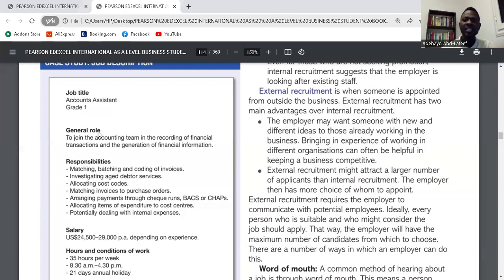Two, external recruitment might attract a larger number of applicants than internal recruitment. The employer then has more choice of whom to appoint. If it is external recruitment, a lot of applicants will be there. Then you can choose the best among the rest.